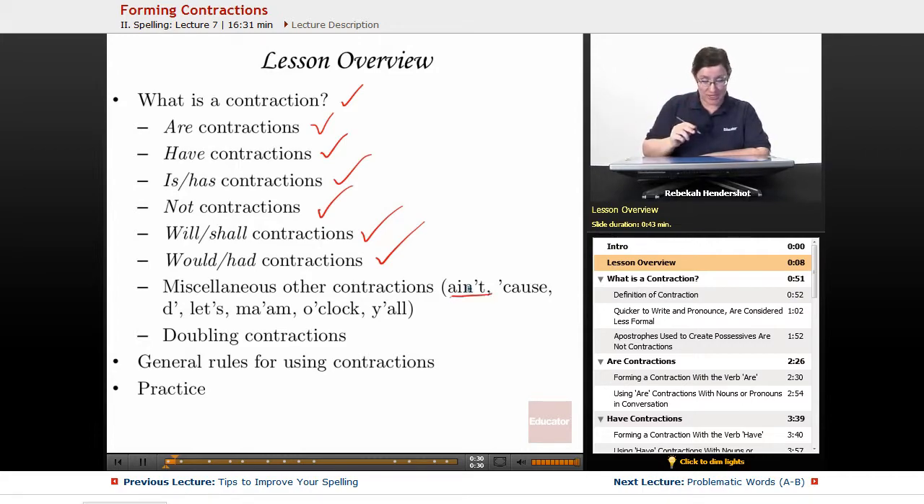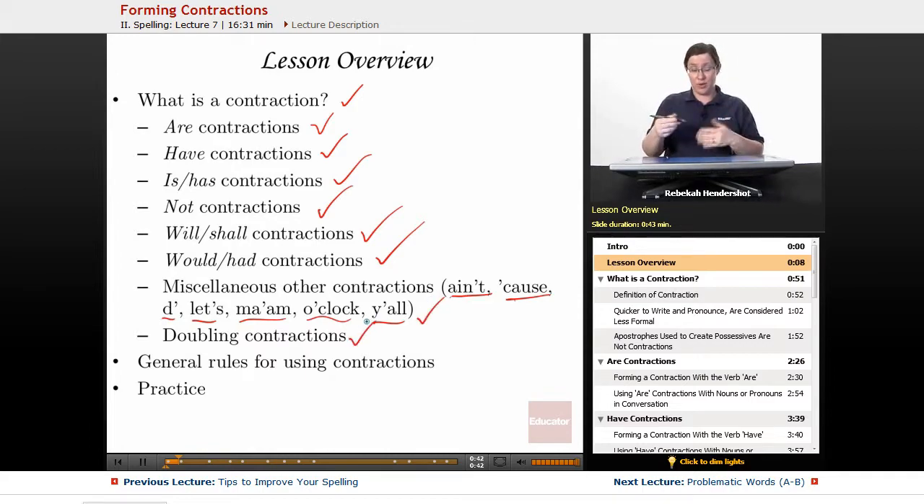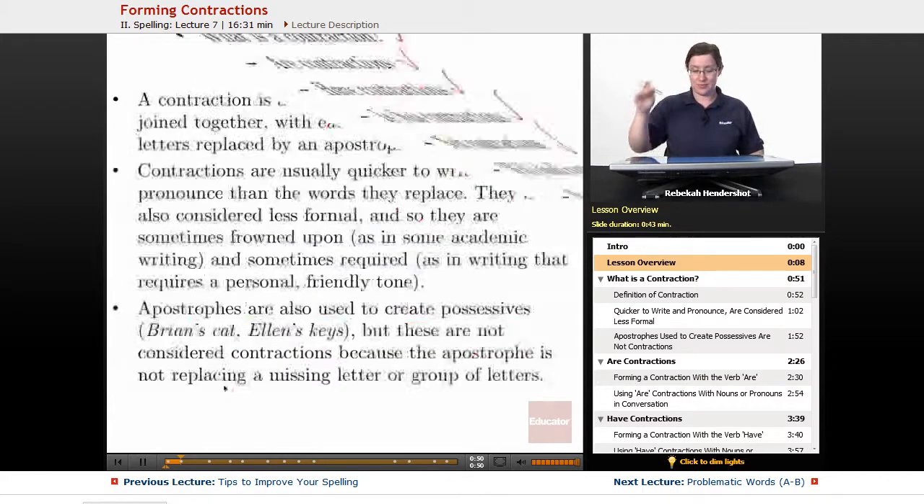Ain't, which isn't actually a word, so we'll go over that. 'Cause, let's, ma'am, o'clock, and the inevitable y'all. Then we're going to go over some rules for doubling contractions, how to make a contraction twice in one word, and some general rules for using contractions in context. And we'll end, as always, with some practice.